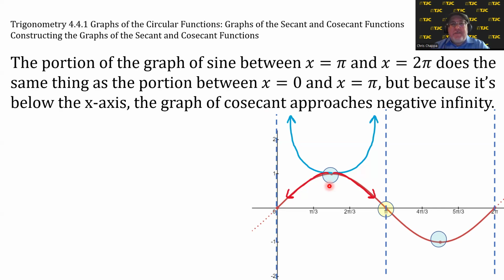The portion of the graph of sine between x equals pi and x equals 2 pi, so over here, does the same thing as the portion between x equals 0 and x equals pi. But because over here it's below the x-axis, the graph of cosecant approaches negative infinity and basically gets reciprocated and goes down forever.